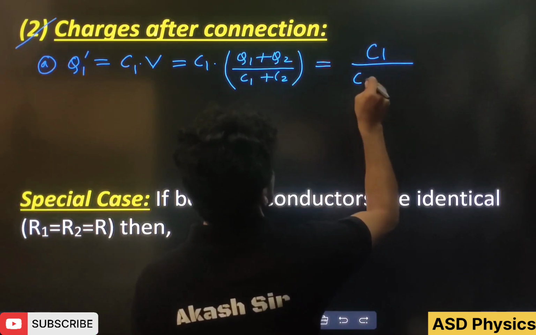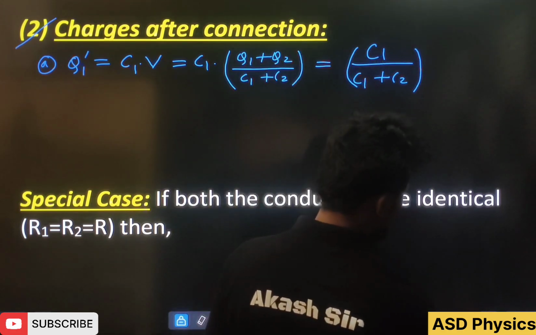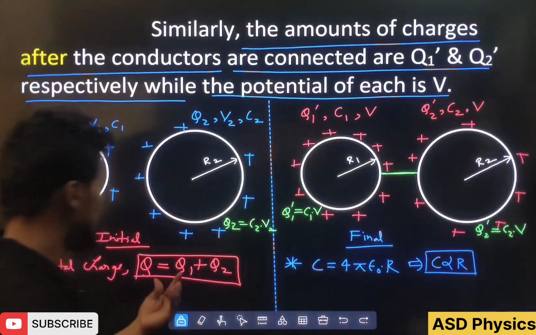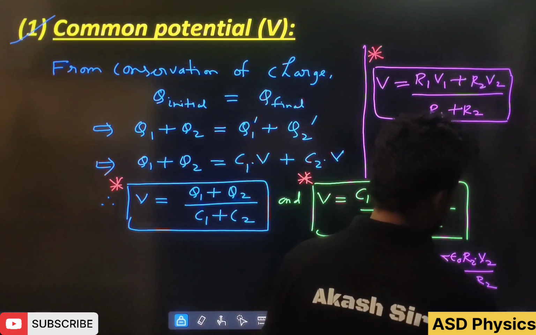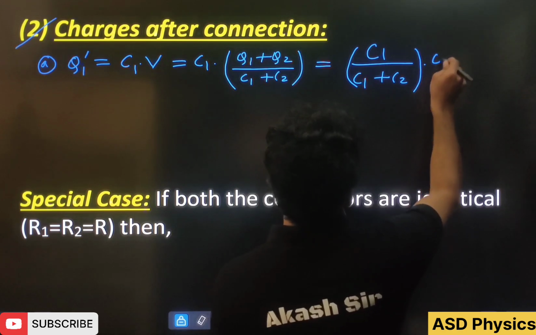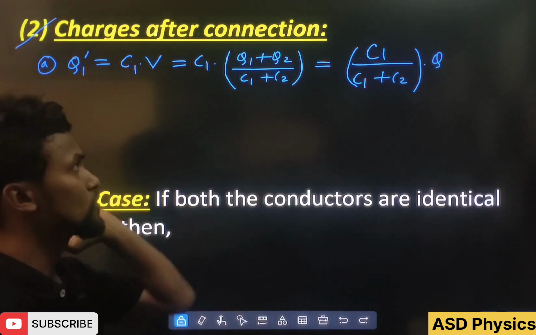This formula is very important. C1 by C1 plus C2 and Q1 plus Q2. Students, what I have told you, this Q1 plus Q2 is the total charge, Q. So this formula is very important, that's why I'm writing here. So what will come here? C1 by C1 plus C2 into Q, the total charge.